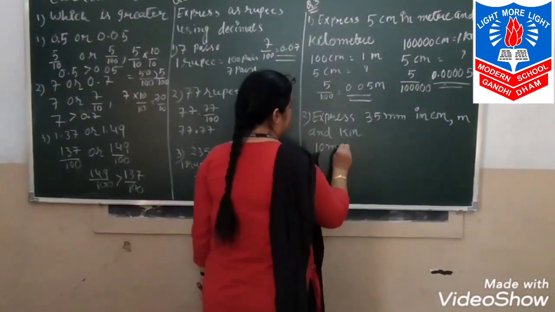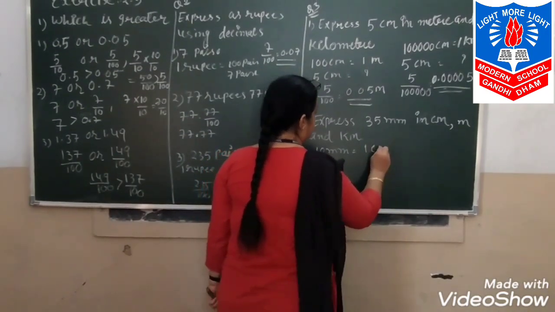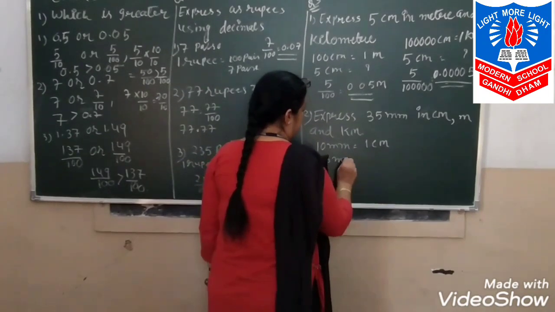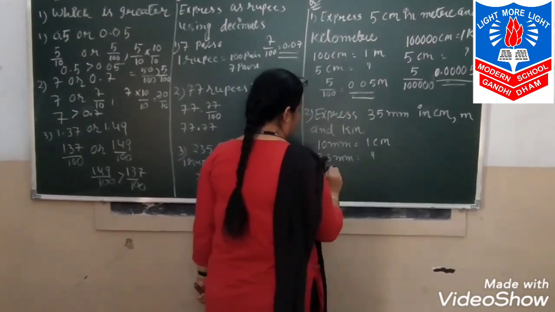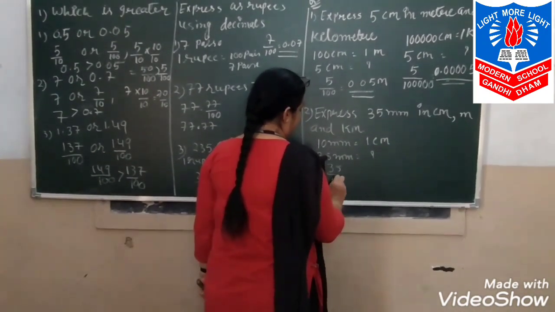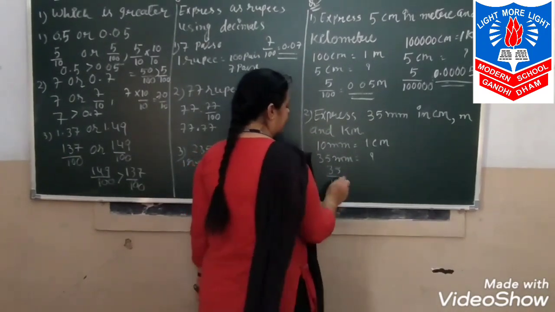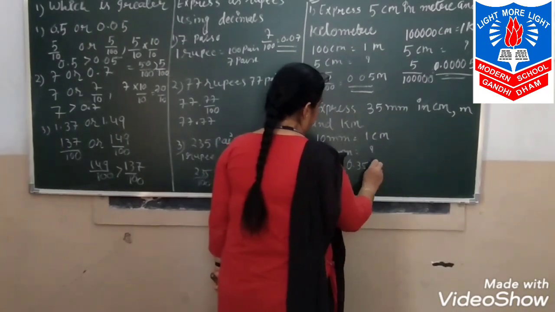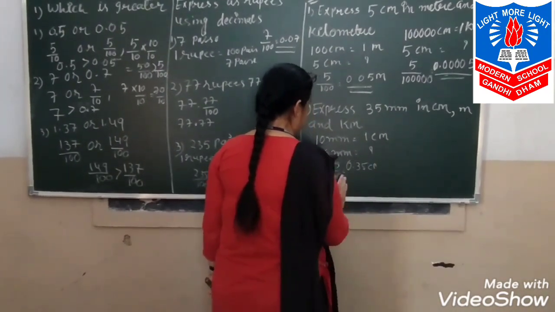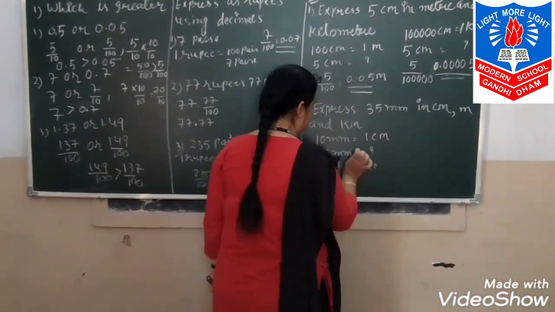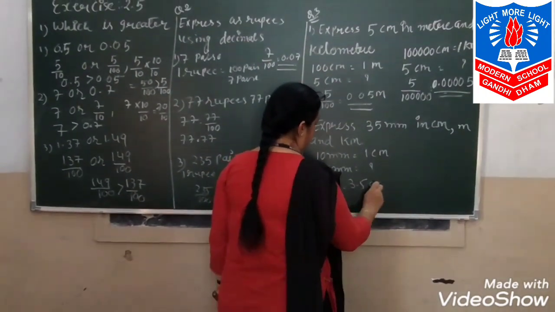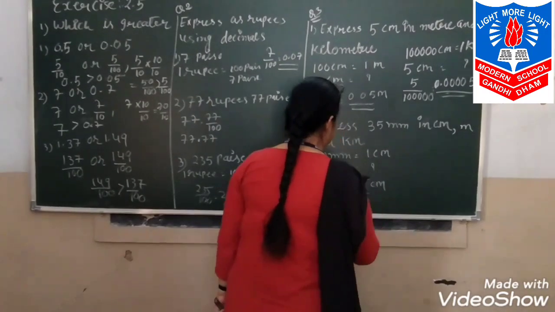Now second, express 35 millimeter in centimeter. 10 millimeter is equal to 1 centimeter. So 35 millimeter is equal to how much? 35 divided by 10. Sorry, here is 10. So 3.5 centimeter.